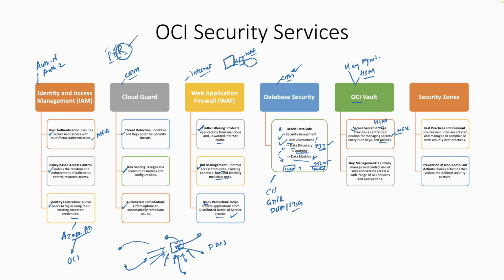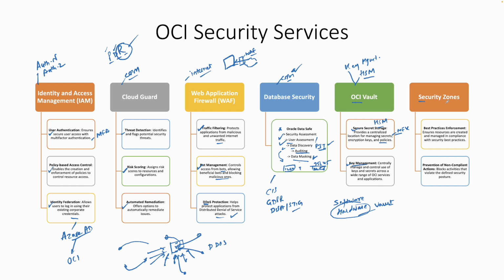You can always keep your keys inside a wallet, and that can be software based or hardware based. Hardware based is, I would say, the recommended approach, and this is where OCI Vault comes into the picture, right? The second part is key management. It allows you to centrally manage and control the use of keys and secrets across a wide range of OCI services and applications. So OCI Vault comprises the HSM, the storage part, and also the key management part.